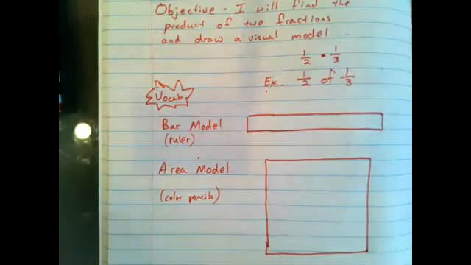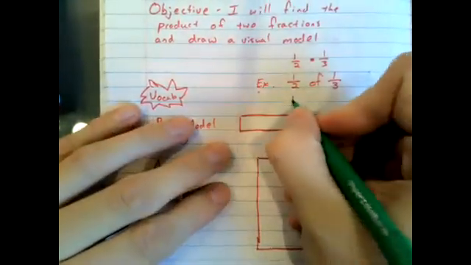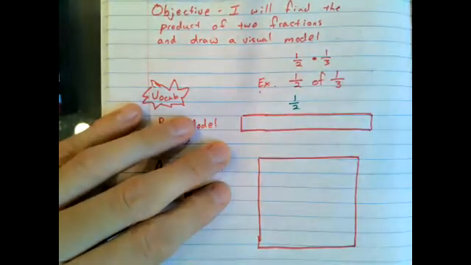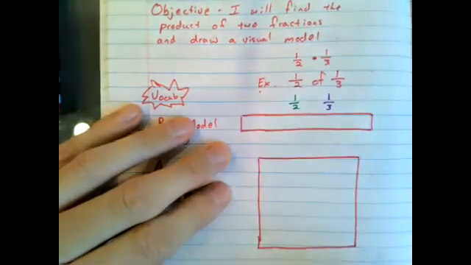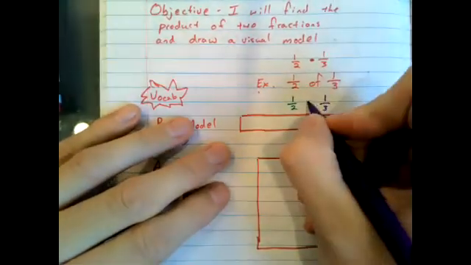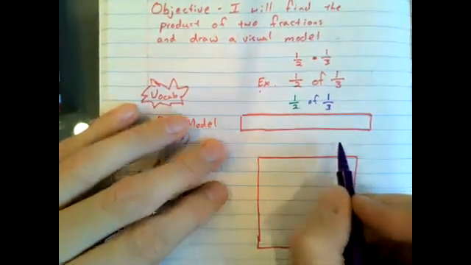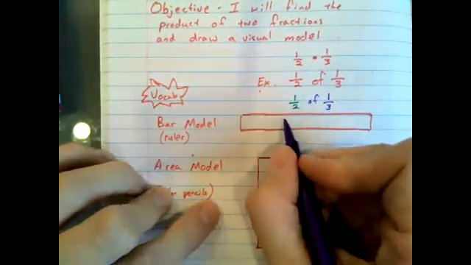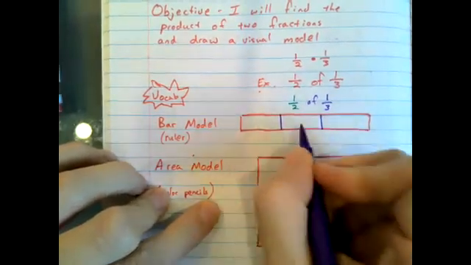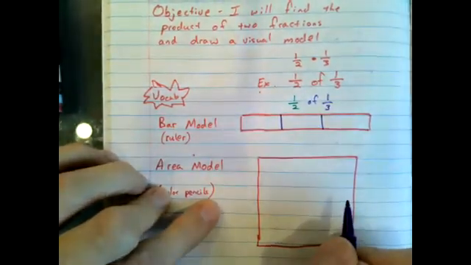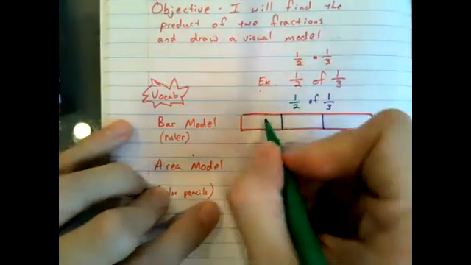Now, I'm going to color code these. So I'm going to rewrite the problem below. 1/2 and 1/3. So when we talk about of, we're always going to go to the second factor, 1/2 of 1/3. So this tells me how many pieces I need to create. I have 1/3, 1/3, 1/3. So I want half of a third.